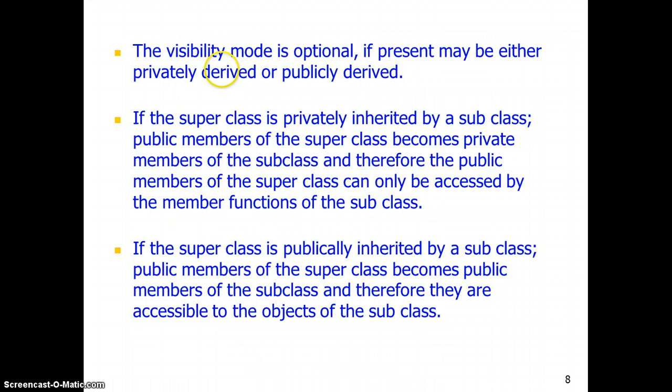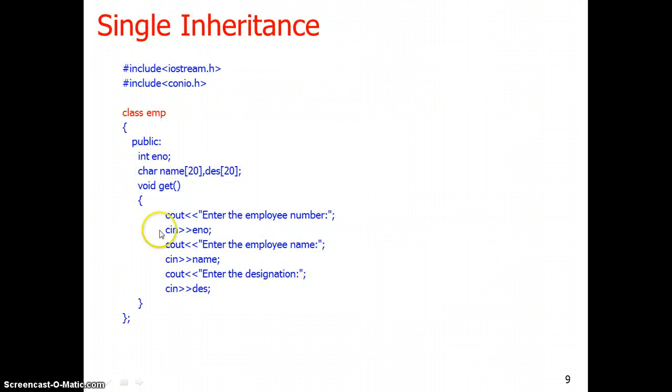If the superclass is privately inherited by a subclass, public members of the superclass become private members of the subclass, and therefore the public members of the superclass can only be accessed by the member functions of the subclass. If the superclass is publicly inherited by a subclass, public members of the superclass become public members of the subclass, and therefore they are accessible to the objects of the subclass.